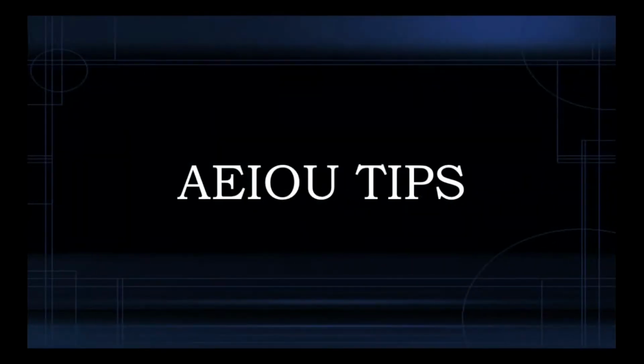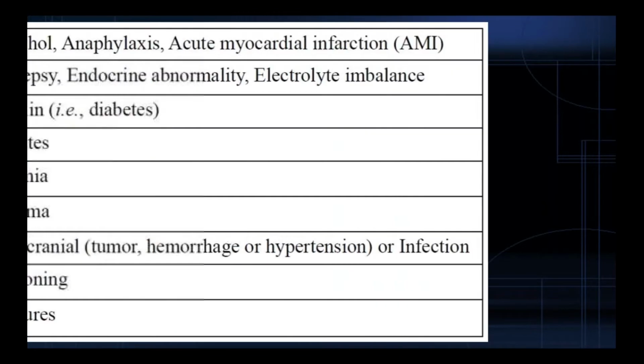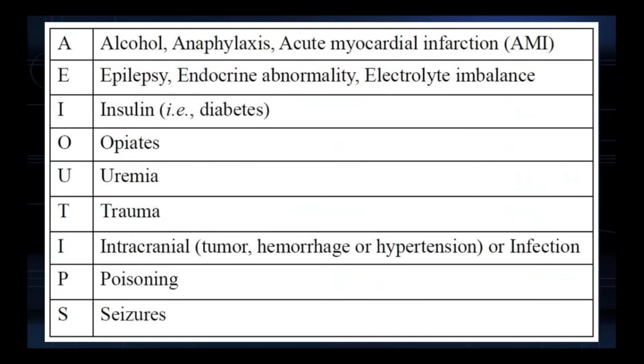There's a mnemonic for remembering the various conditions that can result in altered mental status, AEIOU TIPS. If you've never seen that before, this is commonly taught now in EMT and paramedic schools, and it's included in most textbooks. And that's just a sampling of some of the conditions that can mimic psychiatric disorders. The difference is these things appear suddenly for the most part.